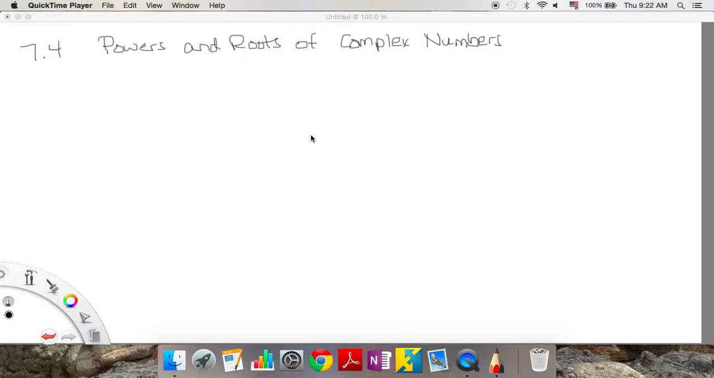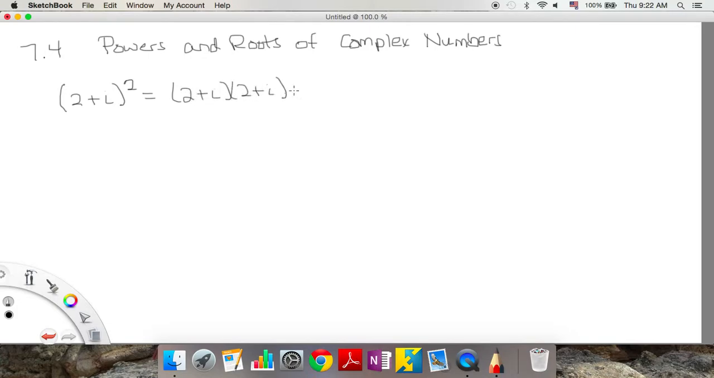We're going to talk about section 7.4, which is powers and roots of complex numbers. Now, we know that when we have a power, let's say we have this complex number (2 + i) squared, that's not really a big deal. We can just set them next to each other and multiply it out with FOIL, and we get 4 + 4i + i squared. This is -1, so that gives us 3 + 4i.